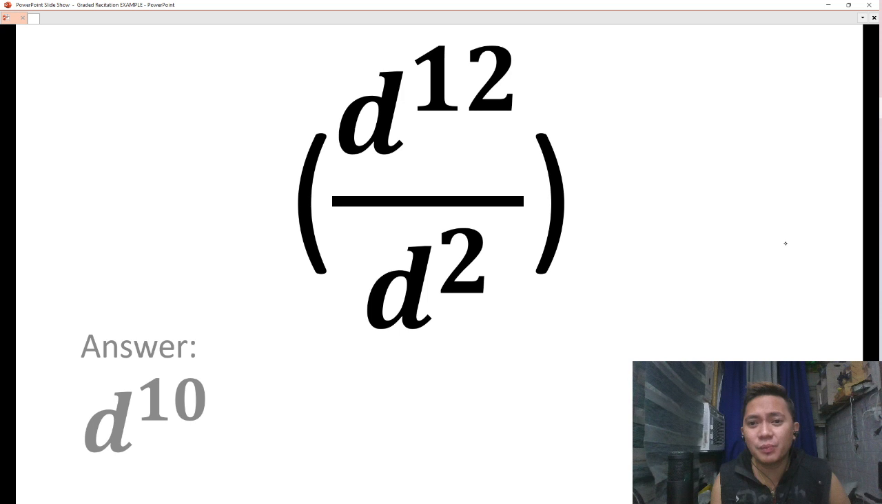So in multiplication, we're going to add the exponent. In division, we're going to subtract the exponent. Again, we need to subtract the exponent in the division. Okay, so let's have another example.